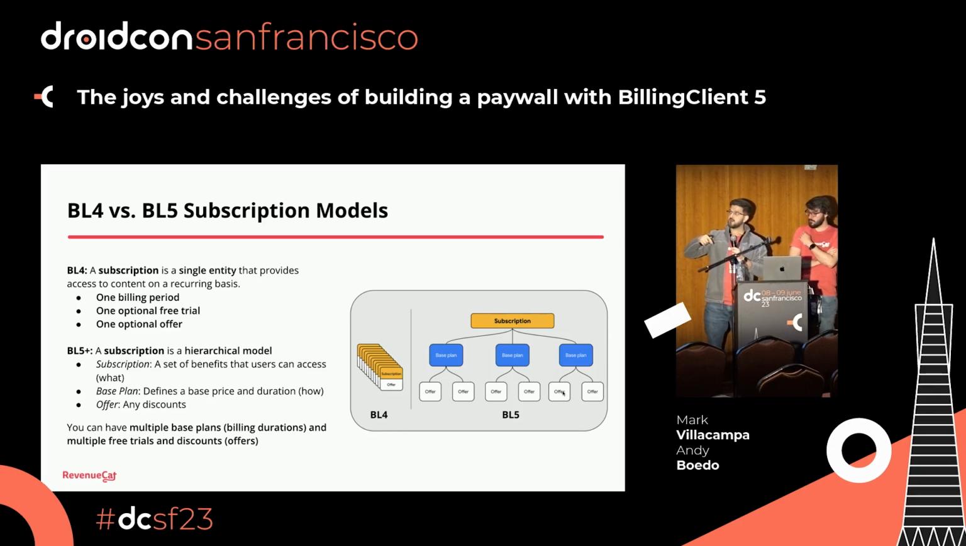And from there on, you have the offers, which are special discounts. And so that could be the free trial. That could be an offer for a discounted price for a given amount of time. And in BillingClient 5 land, you can have as many of these as you want per base plan. So that's another stark contrast with BillingClient 4 is, you have much more flexibility there in what you want to do.